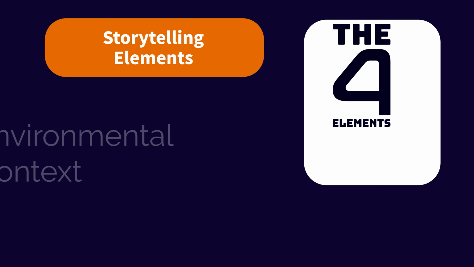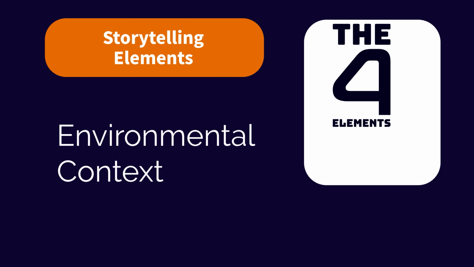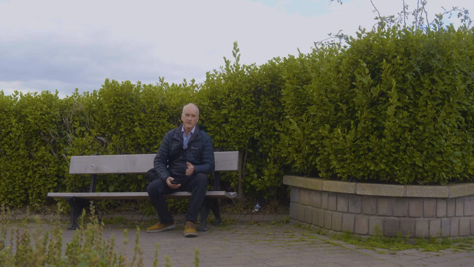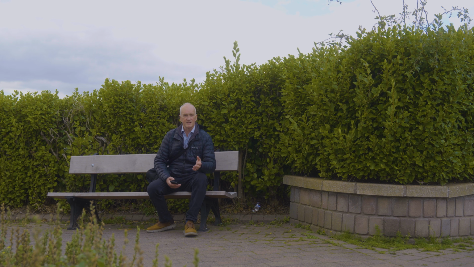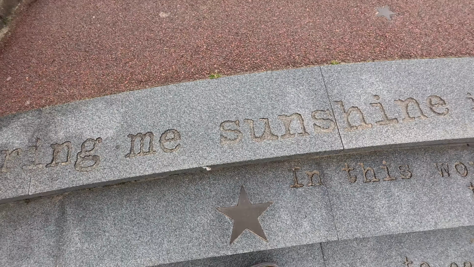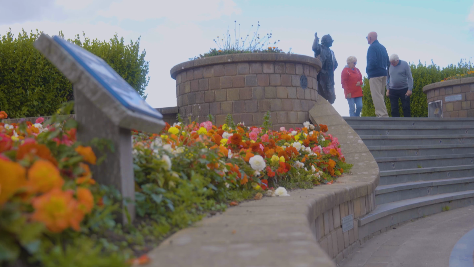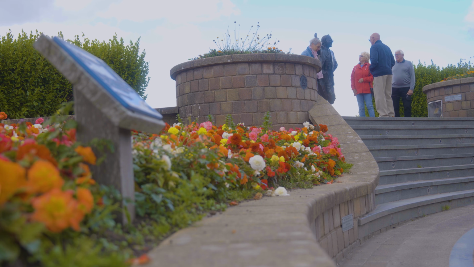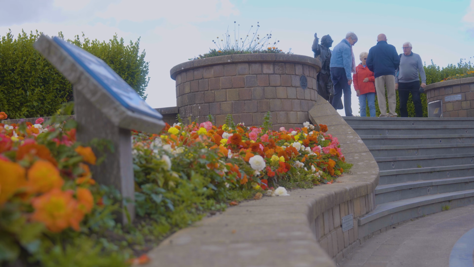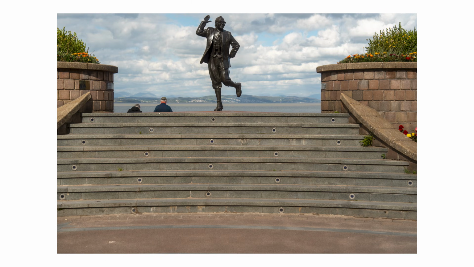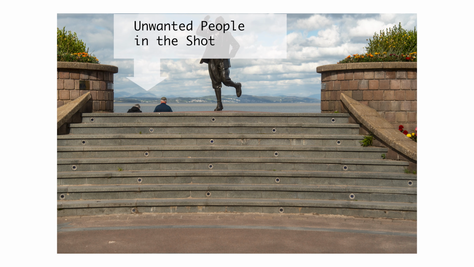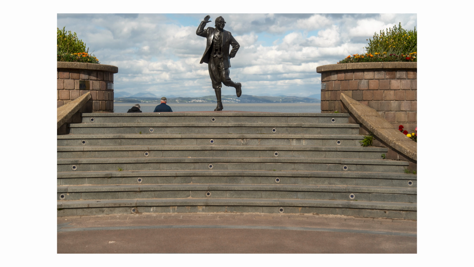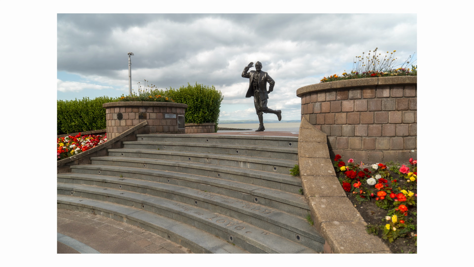Now the second element is environmental context. So what are you going to include in your background that tells us a little bit more about the subject and what story you're trying to tell? You might need to go a little bit wider than you first anticipated, and you need to look carefully around the edges of your frame and see what you're including. Context answers questions like where or when or why. The same subject with a different context will tell an entirely different story.